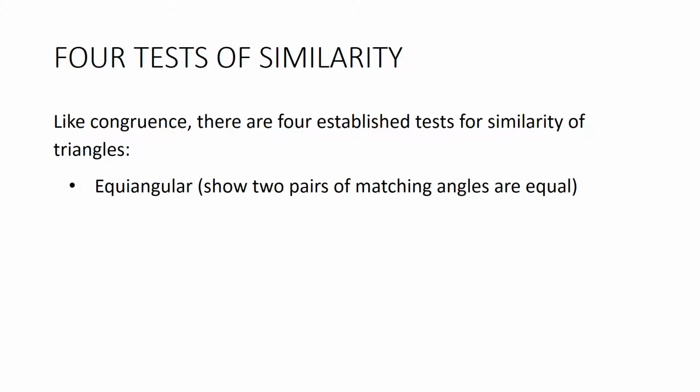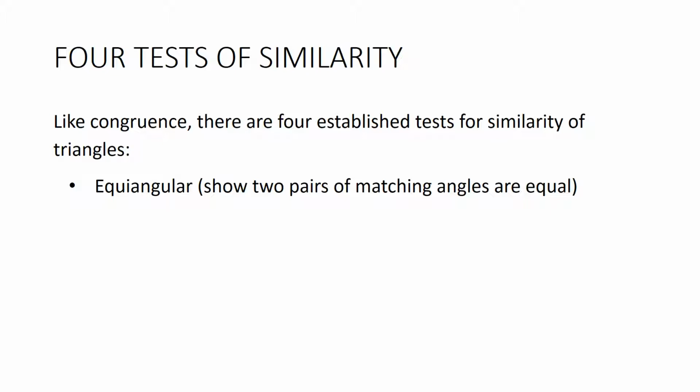This is the most common one, equiangular. Okay, it's not called AAA. You actually have to write the word equiangular. Unlike congruence, we only need to show that 2 pairs of the matching angles are equal. Why is that? Well, that's because the angle sum of a triangle is 180 degrees. So once we know 2 angles, we automatically know the third.